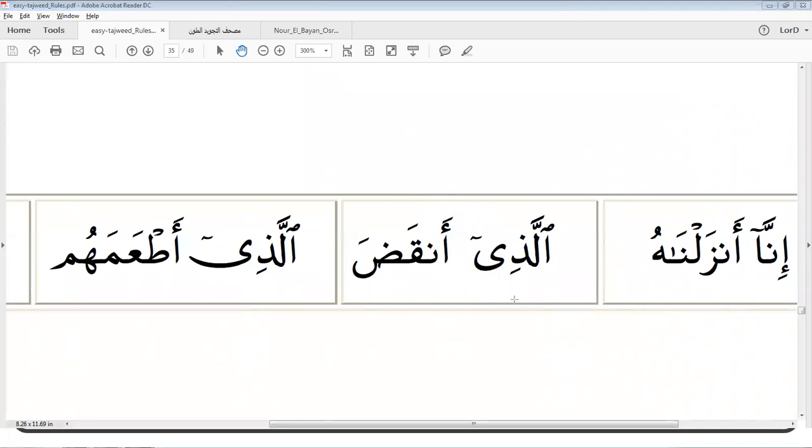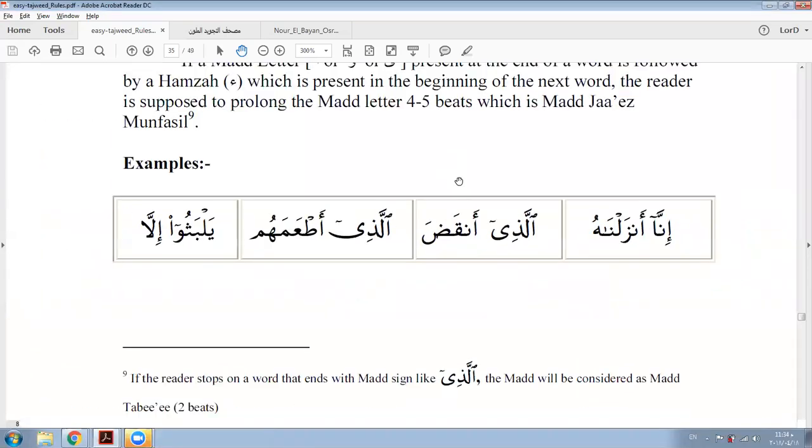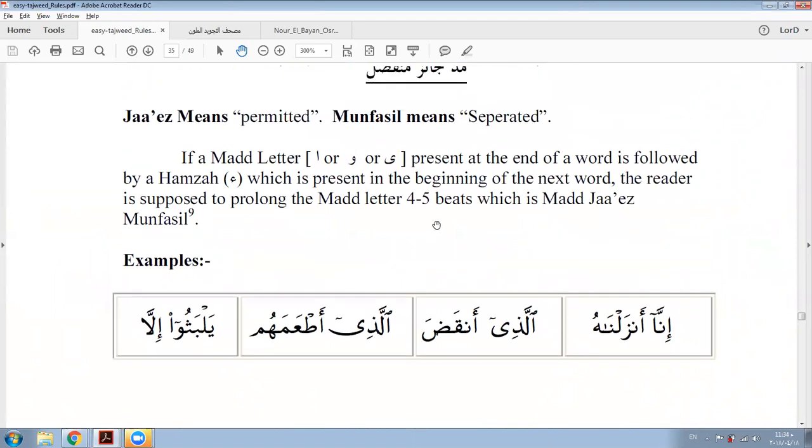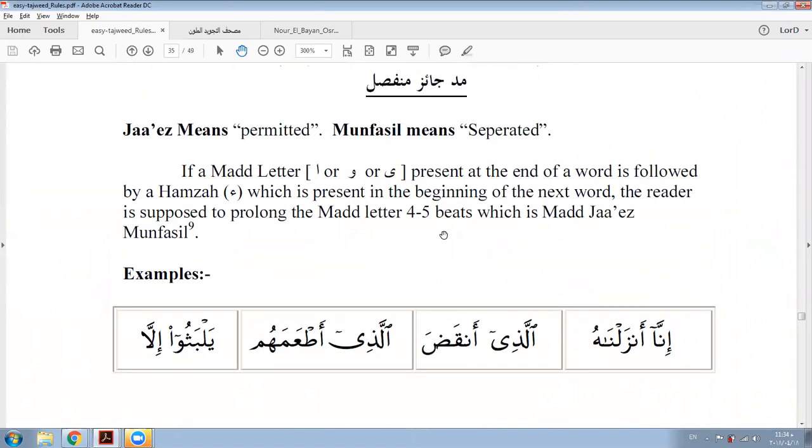So I can apply it like الذي قضى. So I choose to do it. This one is permitted, so I can choose not to do it. I can do it normally, prolonging only 2 beats: الذي قضى, like that. So you choose to do it or not. You have the option. That's the difference between the joined one and the separated one. The joined one is mandatory. Sorry, you have to do it. You don't have a choice. And the separated one is permitted, so you have a choice to do it or not.